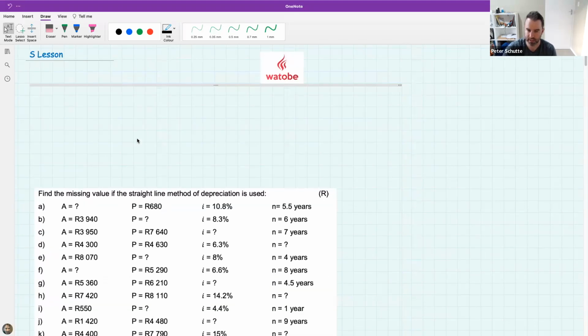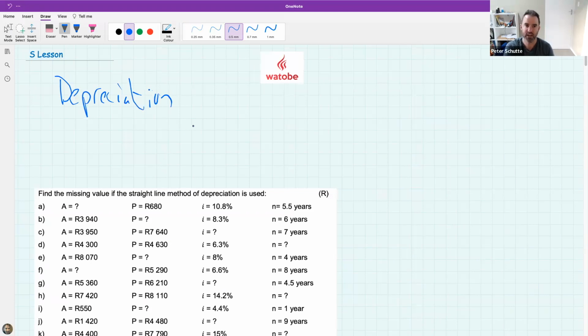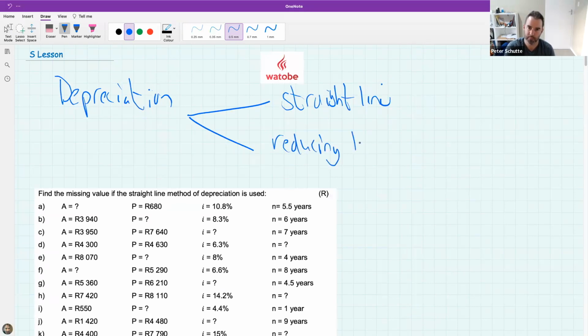So in the previous lesson, we spoke about depreciation, and depreciation is really how things lose value. If you do accounting, you would do a lot of this. And there's two ways that we calculate how things lose value over time. There is what we call straight line depreciation, or there is reducing balance depreciation.